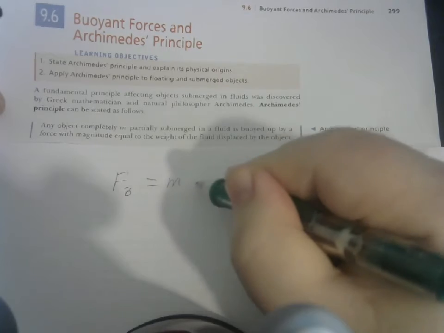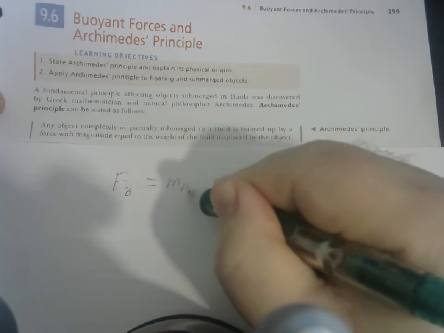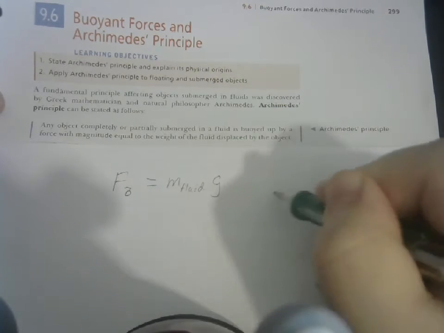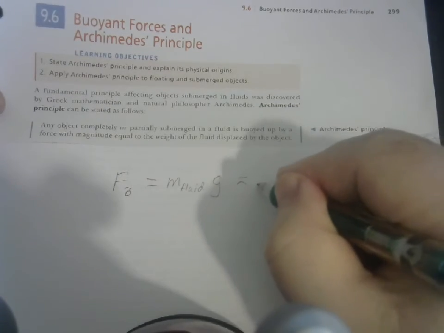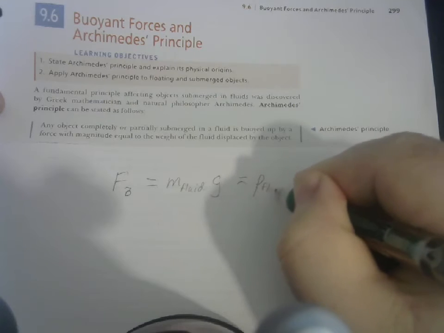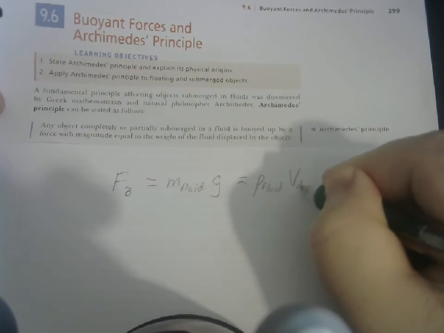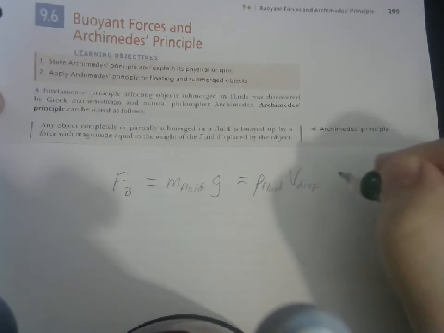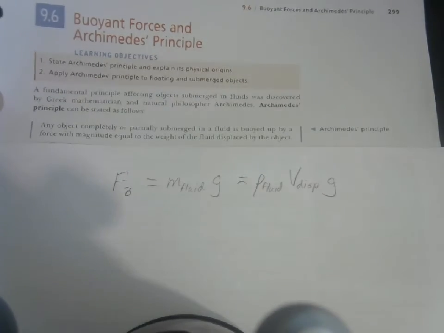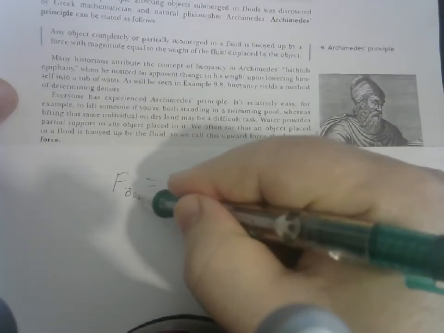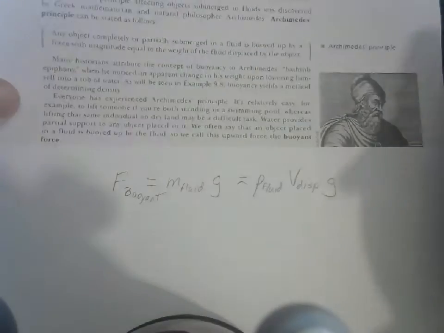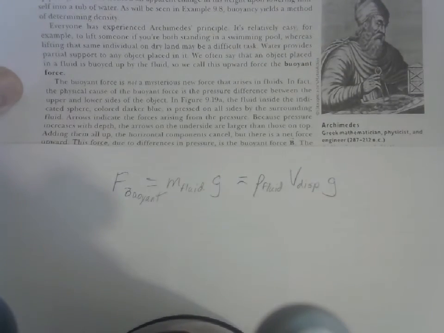So mass of fluid times gravity, which is the weight of the fluid, which is actually the density of the fluid times the volume displaced times gravity. And that acts upward. And this is called the buoyant force, B-U-O-Y-A-N-T. It is not a mysterious new force that arises in a fluid.